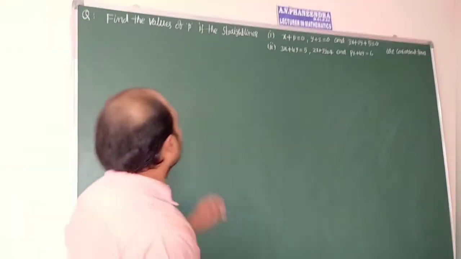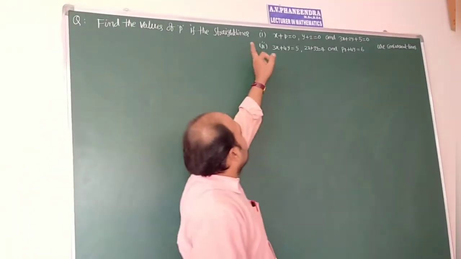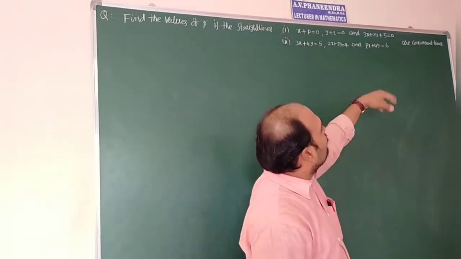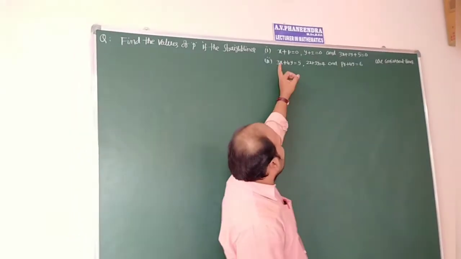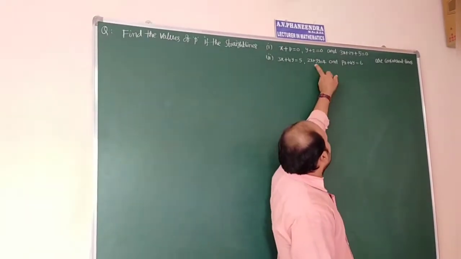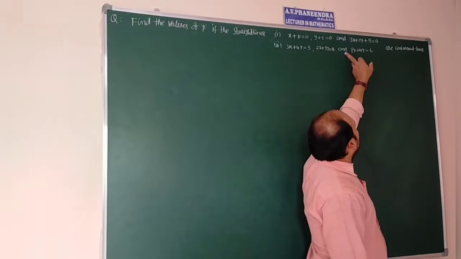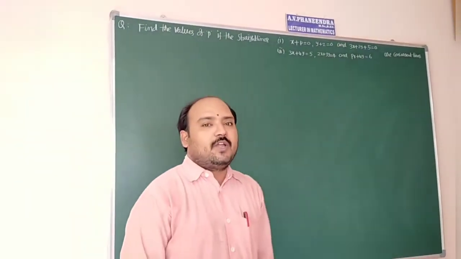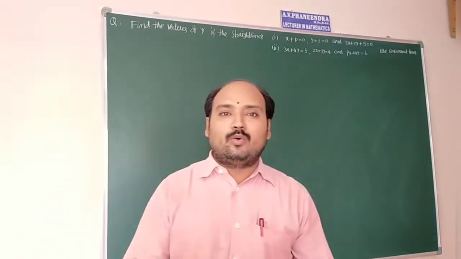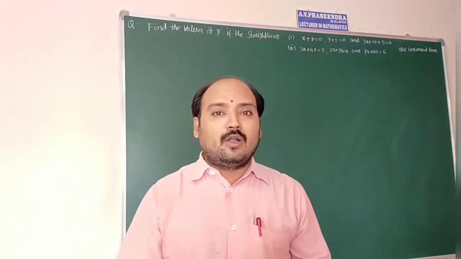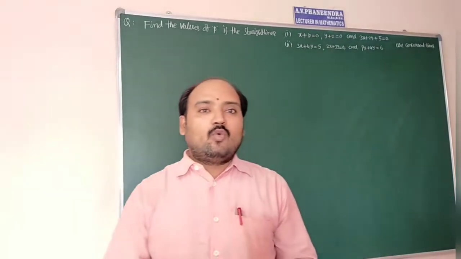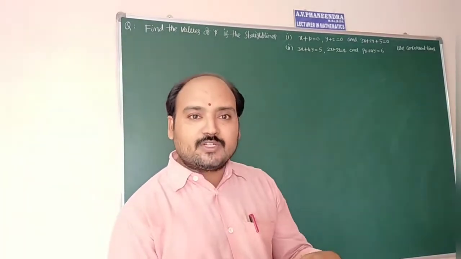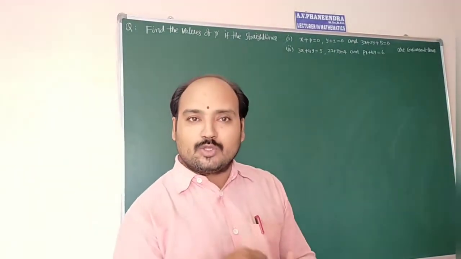Next question. Find the values of p for which the straight lines x plus p equal to 0, y plus 2 equal to 0 and 3x plus 2y plus 5 equal to 0 are concurrent. And second question: 3x plus 4y plus 5 equal to 0, 2x plus 3y plus 4 equal to 0 and px plus 4y equal to 6 are concurrent lines. In a previous video, we discussed concurrent lines. Two methods I suggested. One is the determinant formed by the given three equations, their coefficient determinant should be equal to 0.